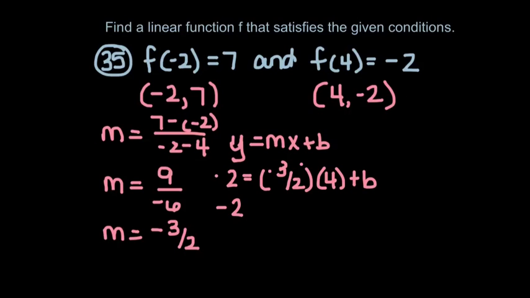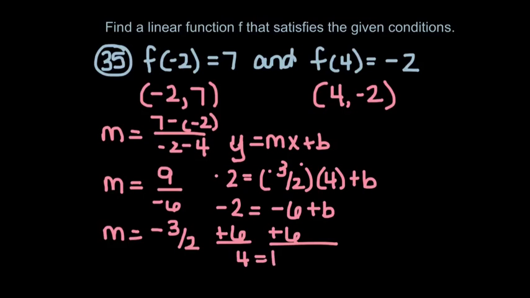This tells me that negative 2 equals negative 6 plus b. I can add the 6 to both sides and find that 4 equals b. So now I know that my slope is negative 3 halves, my y-intercept is 4. If I put those together, instead of writing y, I'll write f of x. I have f of x equals negative 3 halves x plus 4.